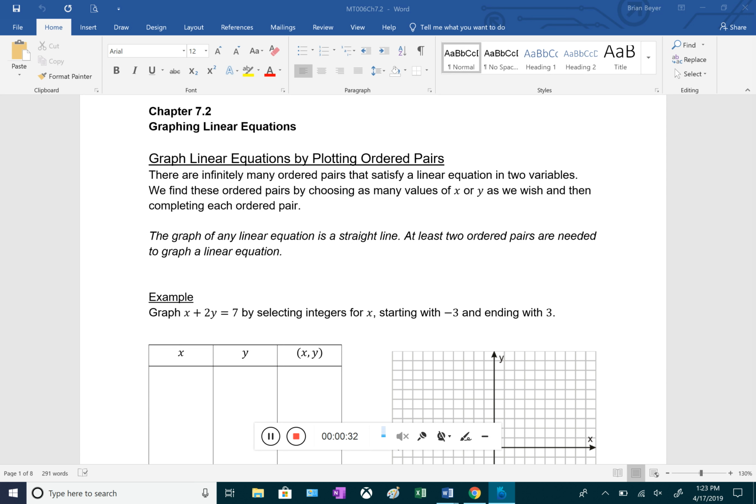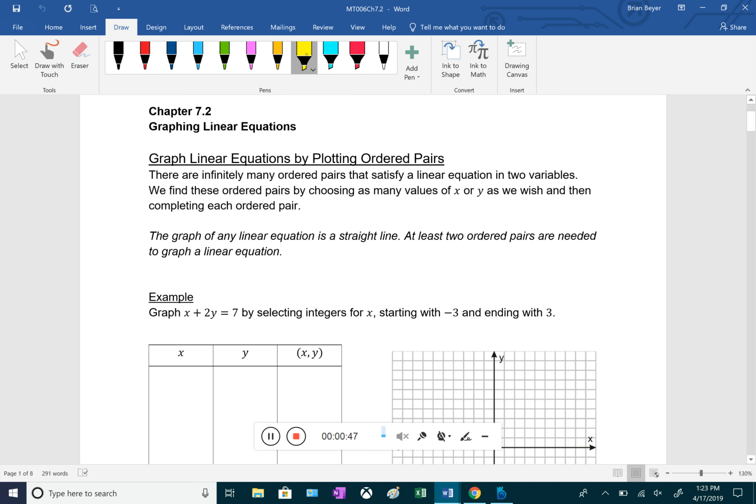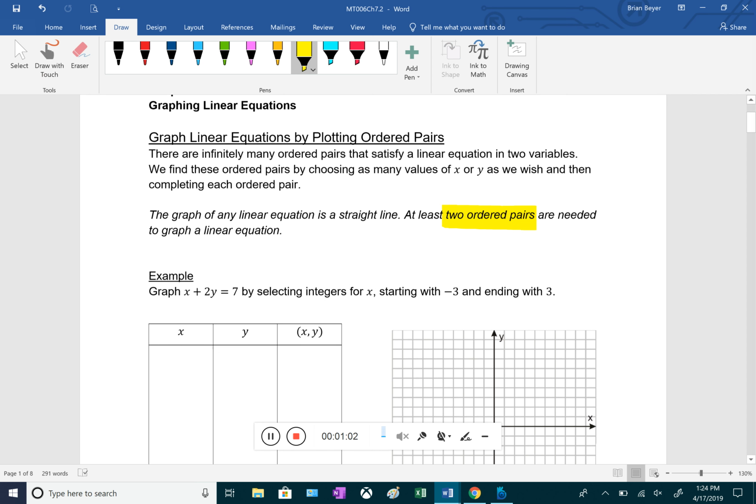Typically the question will tell us which ones to use, and we're going to plug in that value to find the other variable value to complete the ordered pair. We're going to plot those ordered pairs and connect them using a straight line. Technically, for any linear equation, you need only two ordered pairs, and then you can just connect them with a straight line, although the instructions for some of these questions will ask for more than two ordered pairs just for practice.